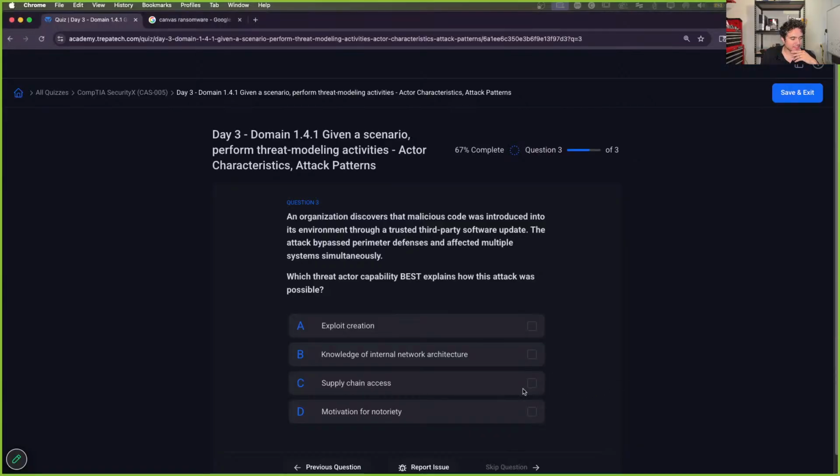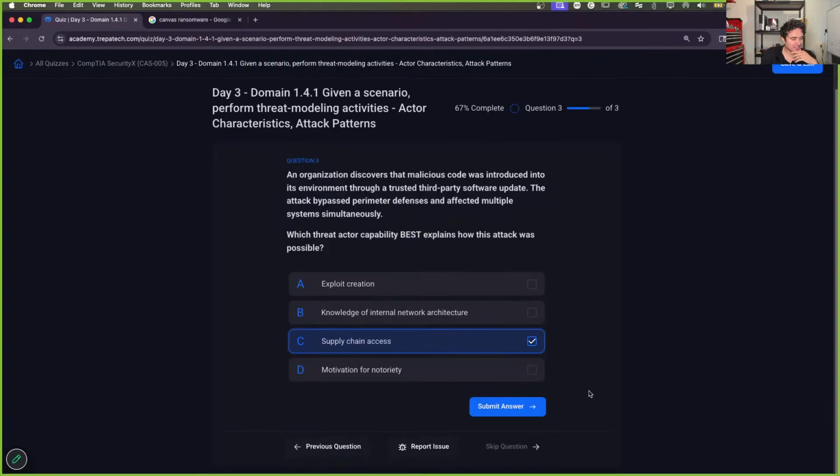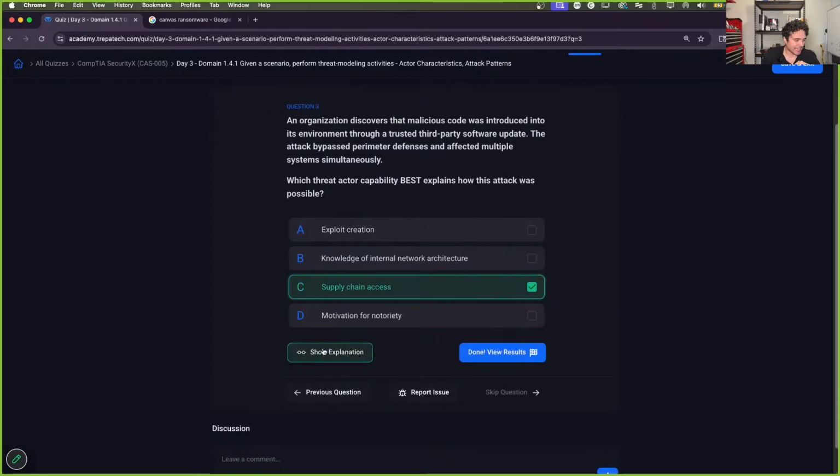So I'm going to go with C here, supply chain access, because it's a trusted third-party software update. So essentially we're saying somewhere in the supply chain, this is software supply chain, not physical, we got an update from a third party, but that third party was infected. So that's supply chain access.